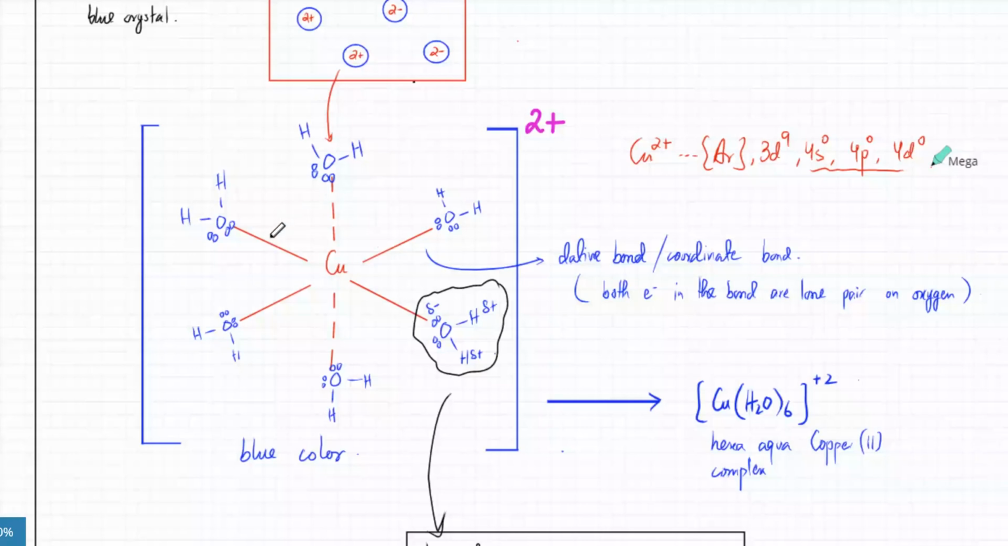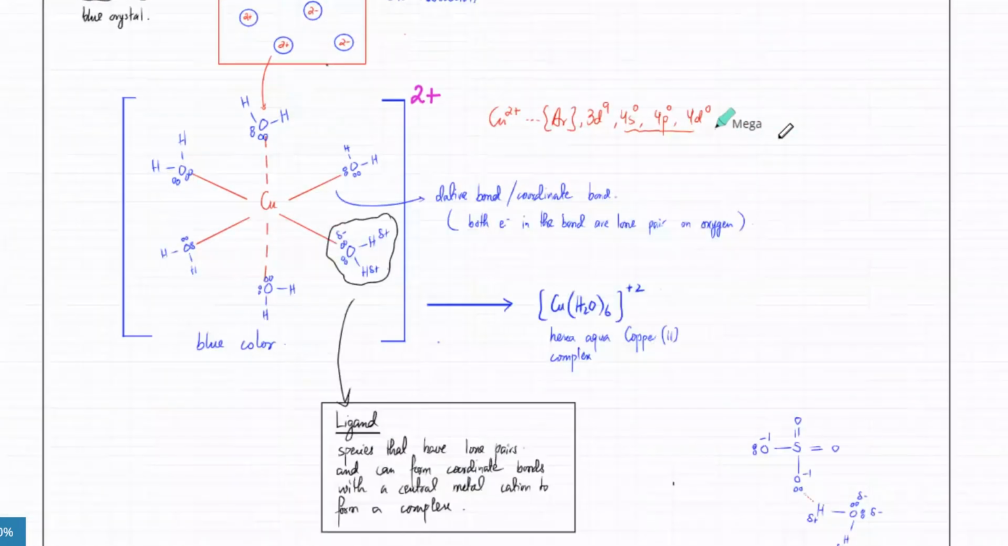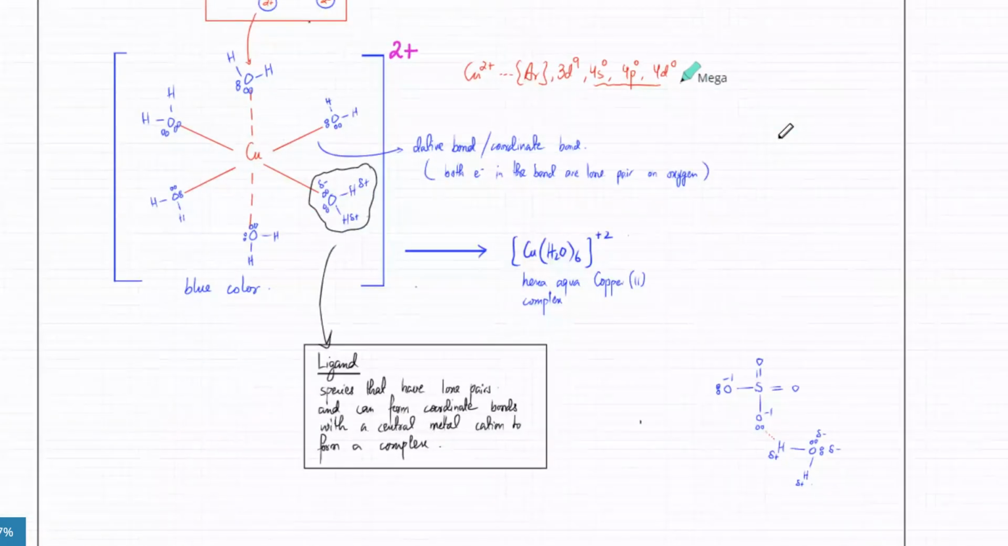So all the lone pairs are getting attracted into the outer shell. The inner shell is almost full, so it doesn't have any space. The 3d is almost completely full. Okay, is this clear? Yes, sir.